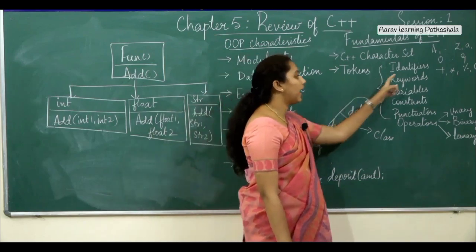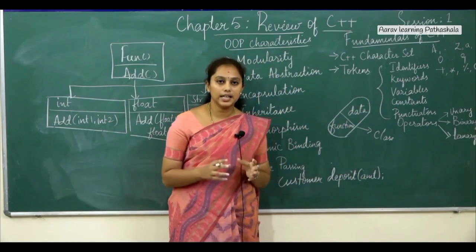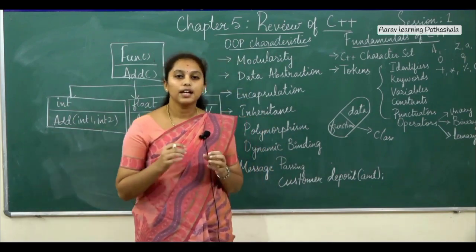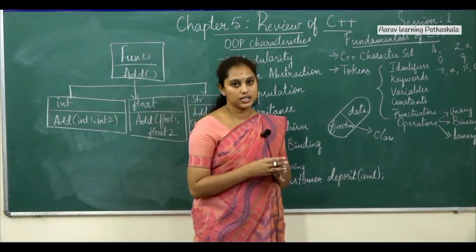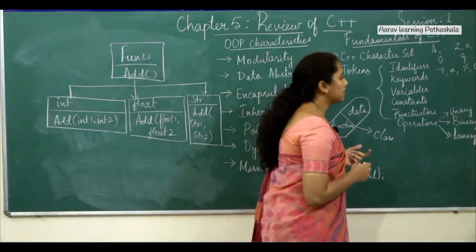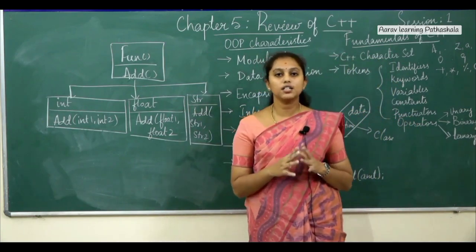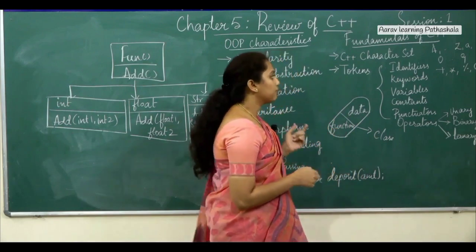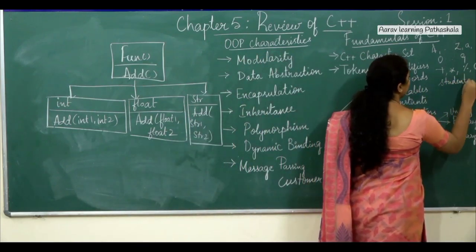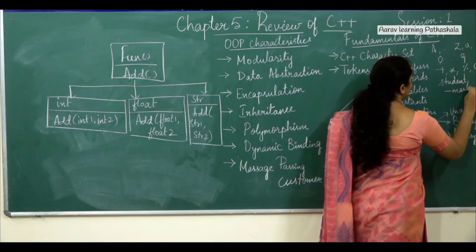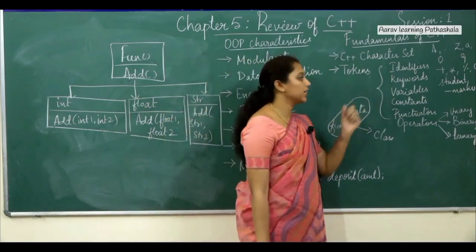The first type is identifiers. What is an identifier? An identifier is a name given to a programming element. It can contain letters, digits, or underscore. As C++ is case sensitive, it treats uppercase and lowercase characters differently. An example for identifiers is student underscore marks. Next is keywords. What are keywords?